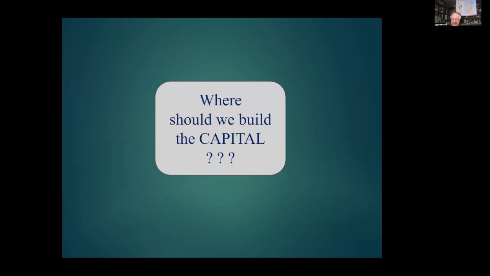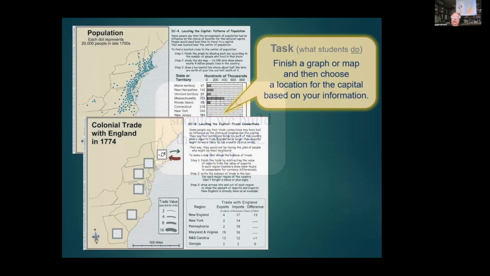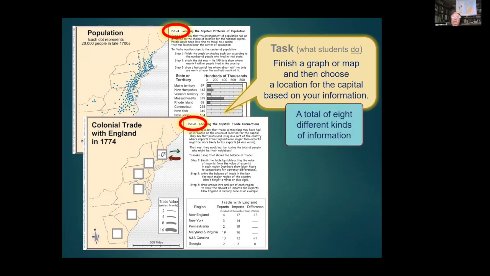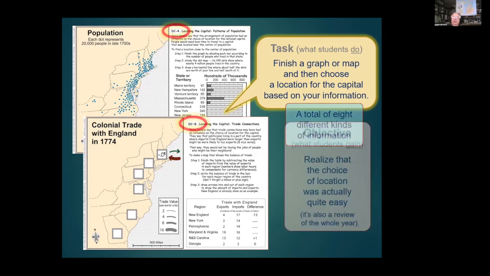The last activity on my list here is the culminating activity. Where should we build the Capitol? Basically, what students do is you divide them into 8 different groups, and each one of those groups gets a map with either a table that they have to finish the mathematics of or a graph that they have to finish. In other words, they get a total of 8 different kinds of information in the class.